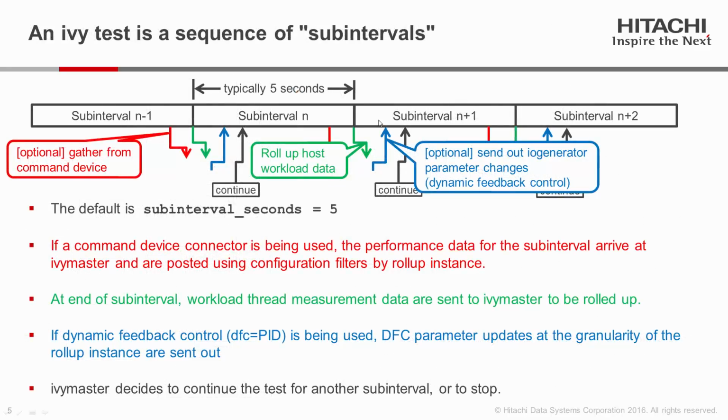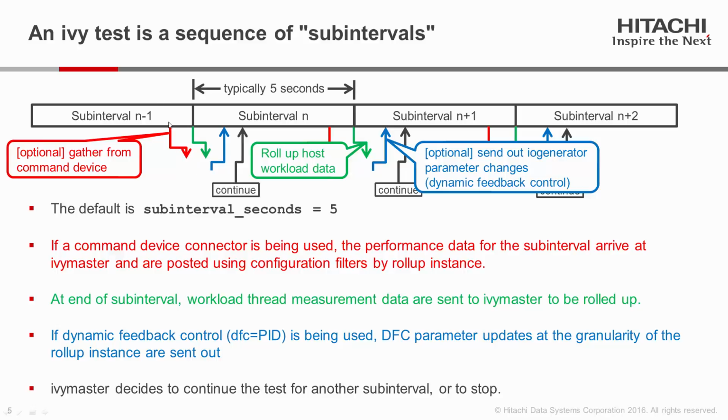An IV test is a sequence of subintervals, typically 5 seconds long. And then there's a cycle that we go through at the end of every subinterval. First, very near to the end of the subinterval, if we do have a command device connector, and more on that later on, subsystem data are gathered and rolled up centrally to the master host.